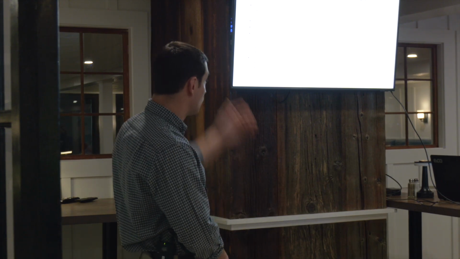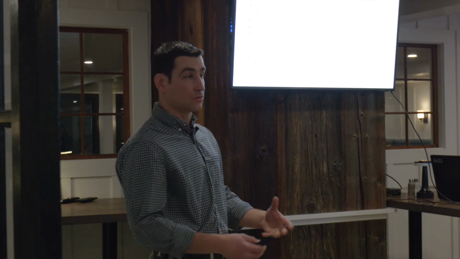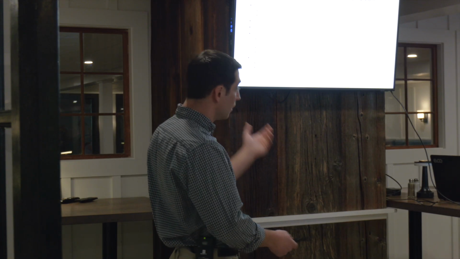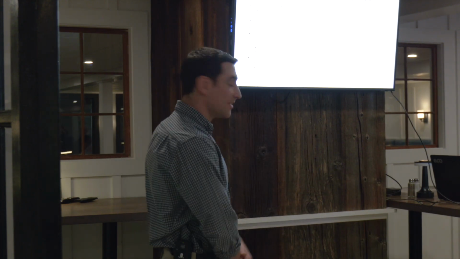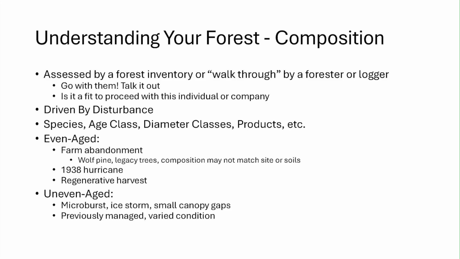The composition of our forests is driven by disturbance, meaning how they originated, or how they have been tended along the way. A lot of our forest originated from farm abandonment, and that is why those stone walls are prevalent in the middle of the woods on a hillside that's beyond what I would want to carry a boulder up. But there was also the 1938 hurricane, or there can be regenerative cuts that someone implemented in the past that drive the origin of the stand.